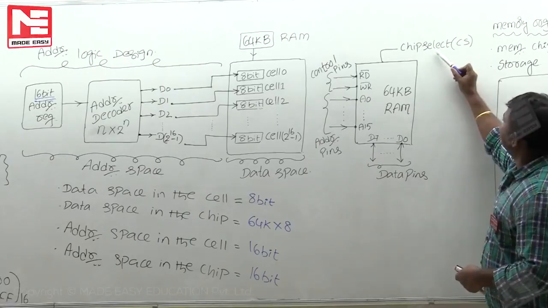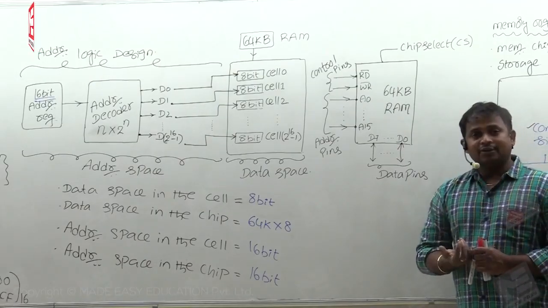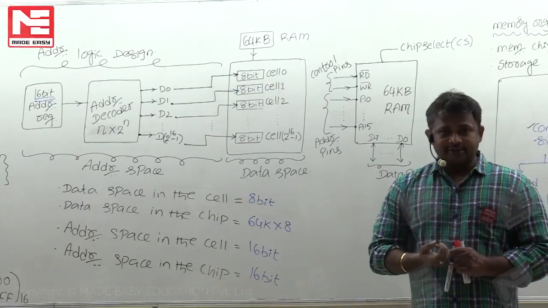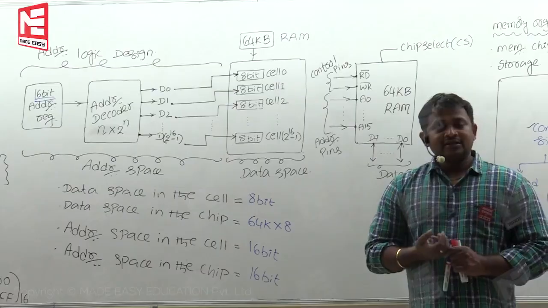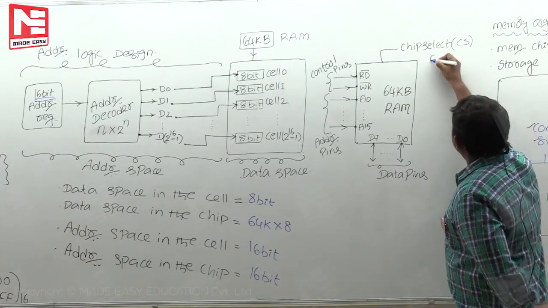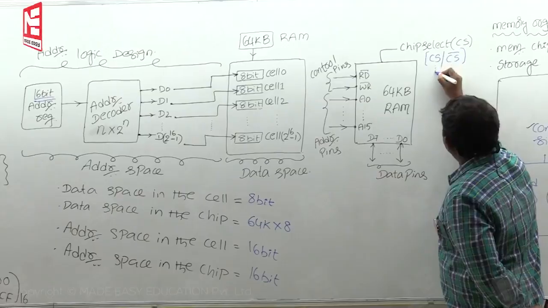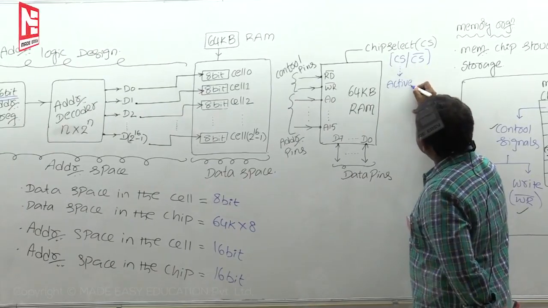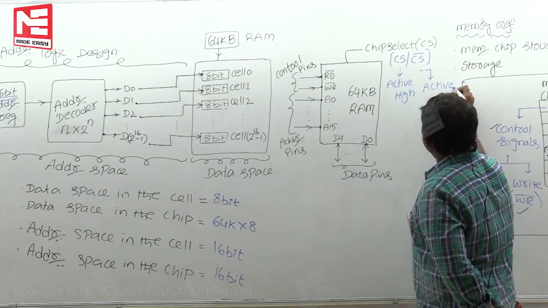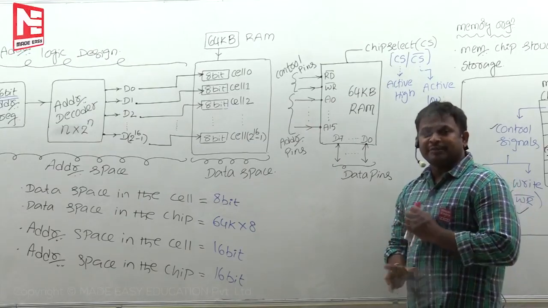So chip select is there. That means chip select may be designed either with active low or with active high. Active low chip select means the chip will be enabled when the input is 0. Active high chip select means the chip will be enabled when the input is 1. So here the chip select signal may be CS or CS bar. CS is an active high chip select. CS bar is an active low chip select. Okay? Right. Like this, the memory internal structure is present.